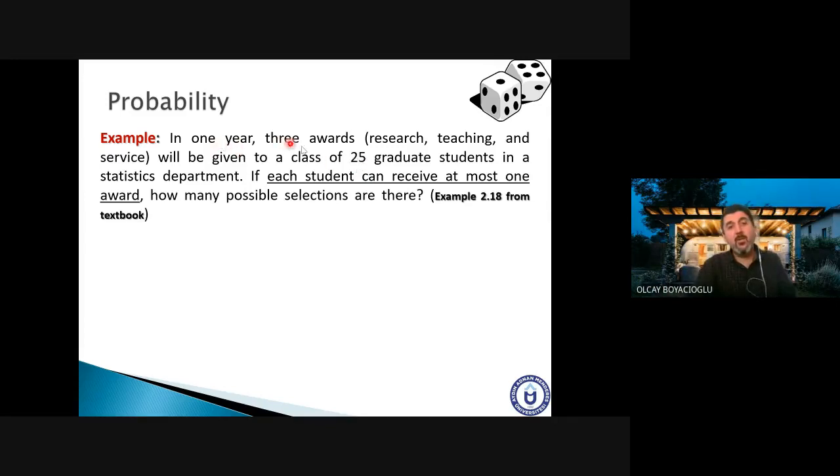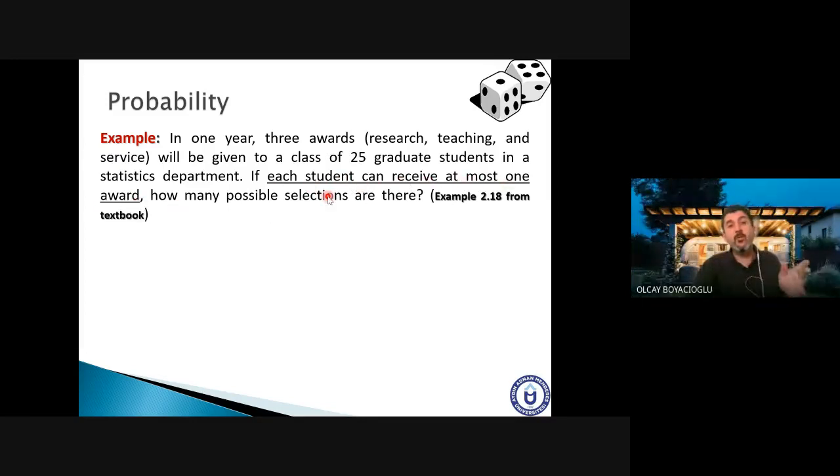Okay? In 1 year, only 3 awards are given to a class of 25 graduate students. And these students study statistics. Imagine what calculations are running in their heads now. Which three of us will get it? Whose chance is higher? They are all statistics students. If each student can receive at most 1 award.